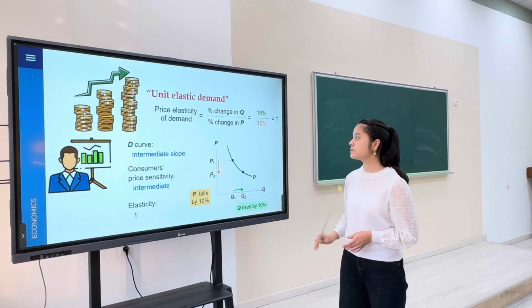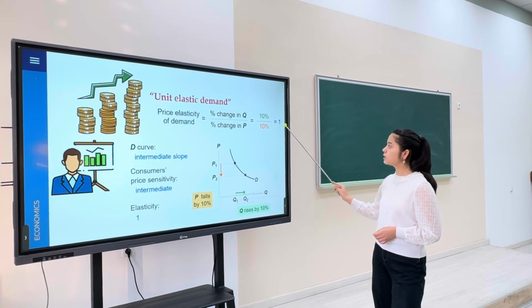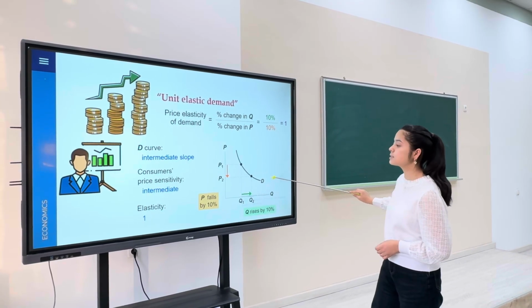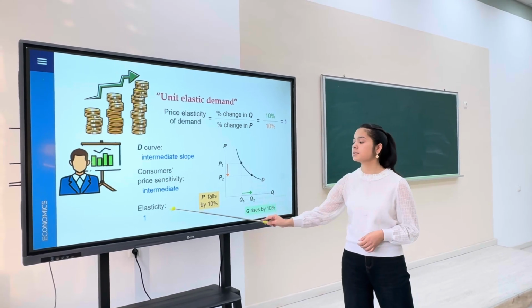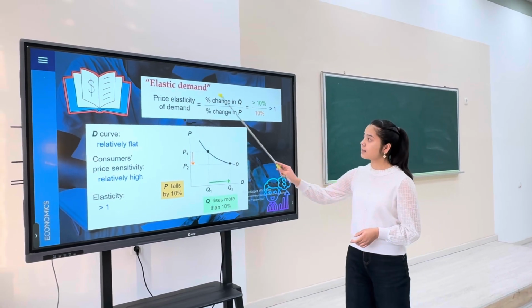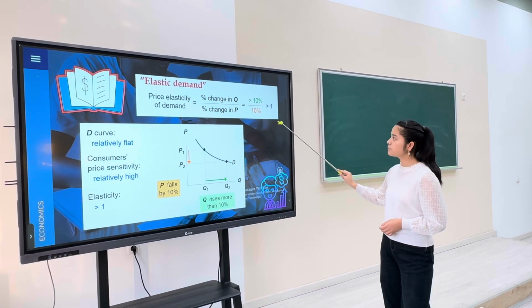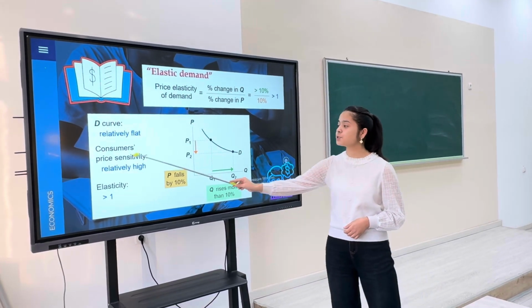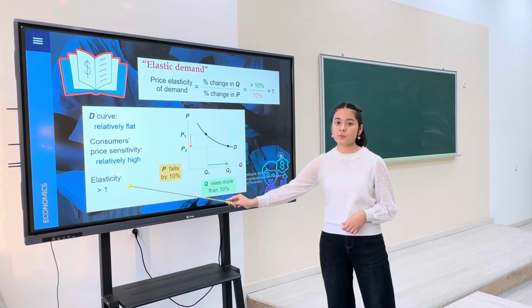The following type is unit elastic demand. It always equals 1. Here, the demand curve has an intermediate slope, and consumers' price sensitivity is intermediate, so the elasticity is 1. Next is elastic demand. For elastic demand, the elasticity is always greater than 1. The demand curve is relatively flat, and consumers' price sensitivity is relatively high, so the elasticity is greater than 1.